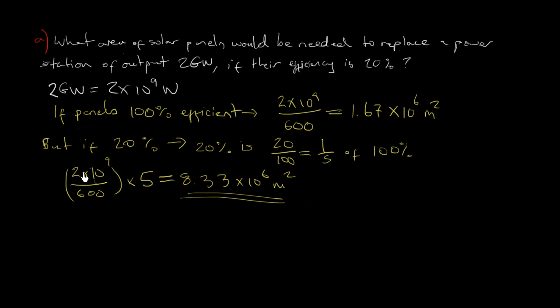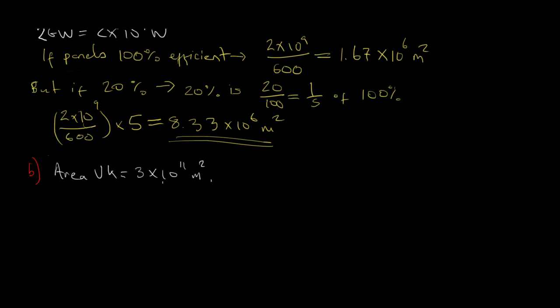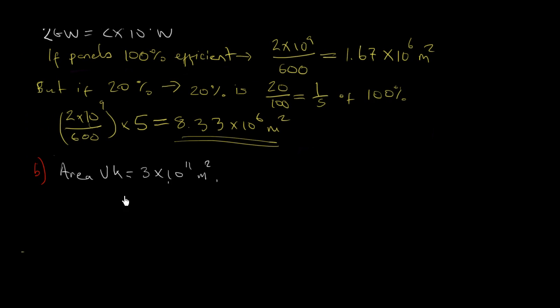And in the second part of the question, they tell us that what percentage is this of the whole of the UK, and the UK, they tell us that it has an area of, so area UK is approximately 3 times 10 to the 11 meters squared. So what percentage is this here, substituting 2 gigawatt plant, what percentage is that of the whole area of the UK? So that's easy to do.